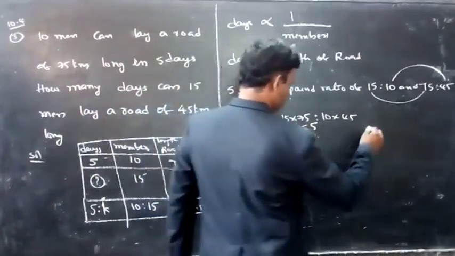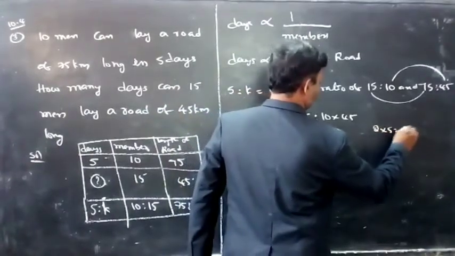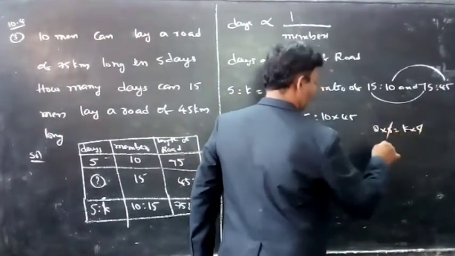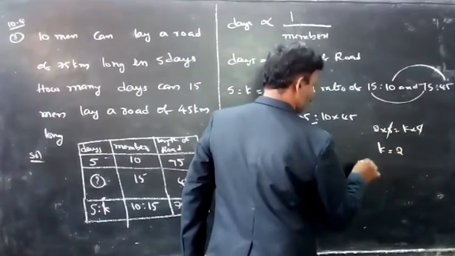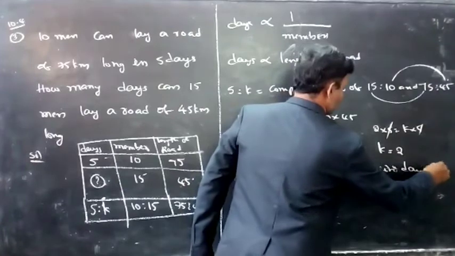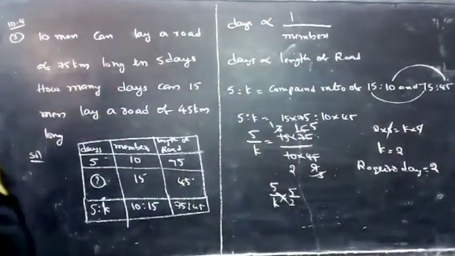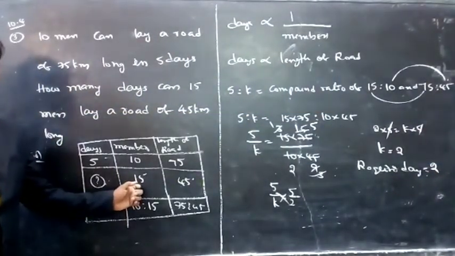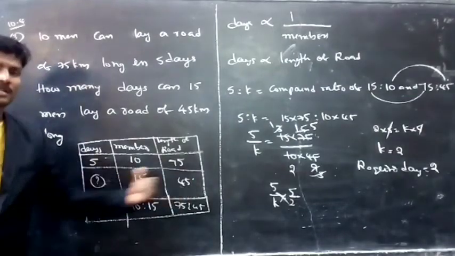Tell me now what we can write here. 2 into 5 is equal to k into 5. 5 and 5 get cancelled. k is equal to 2. So the required days is equal to 2. Okay, so here 15 members can lay a road of 45 kilometers in 2 days.